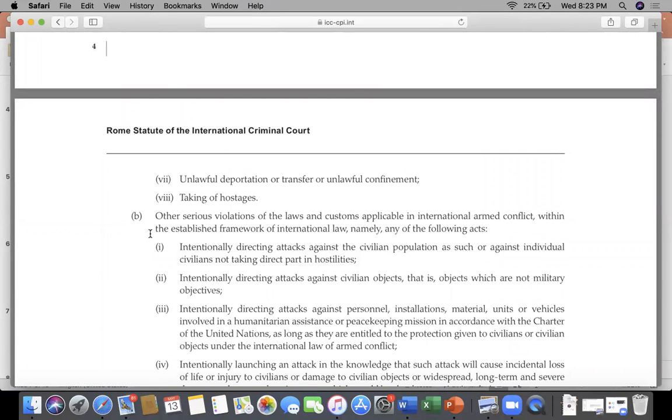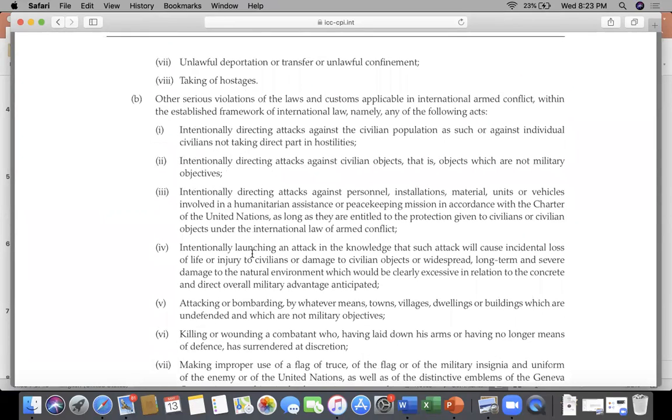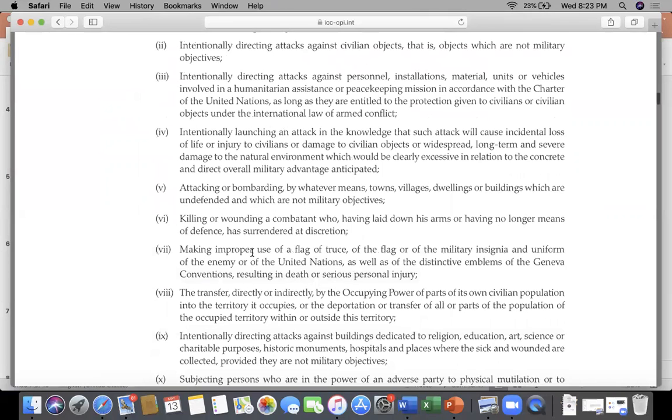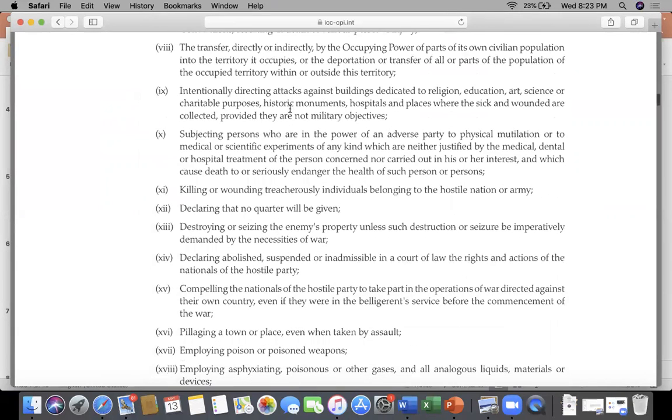The other type of war crime, which can be not grave breaches, but which are serious violations of the laws and customs applicable in international armed conflict. So these are all examples of serious violations. You see, these are examples, and these are all rules which are mentioned in the Geneva Conventions. If you read these rules, we have discussed these rules in the Geneva Conventions. Look at some of these examples.